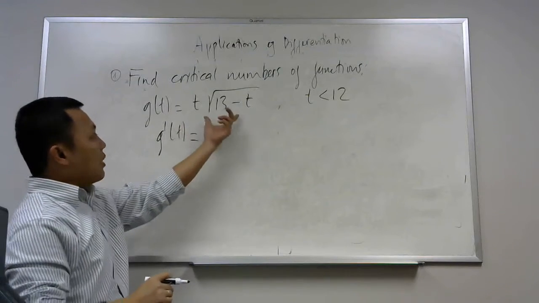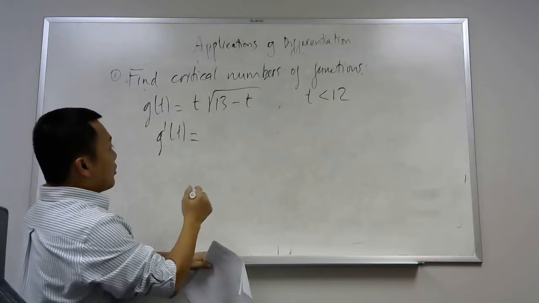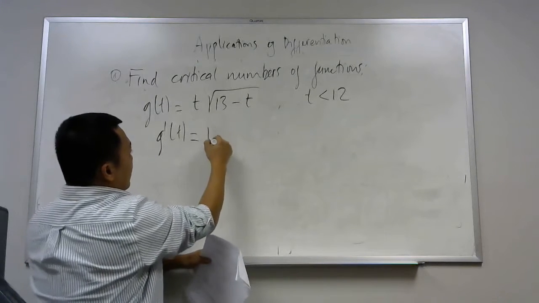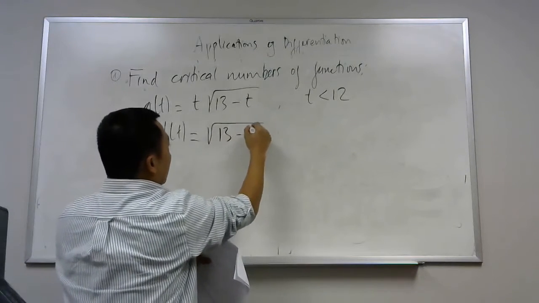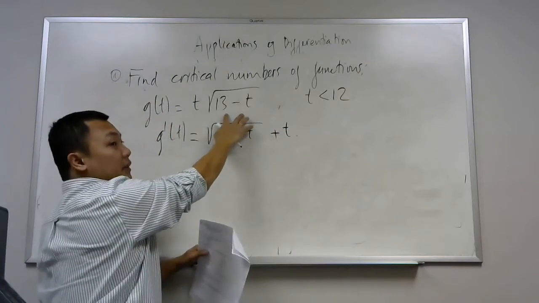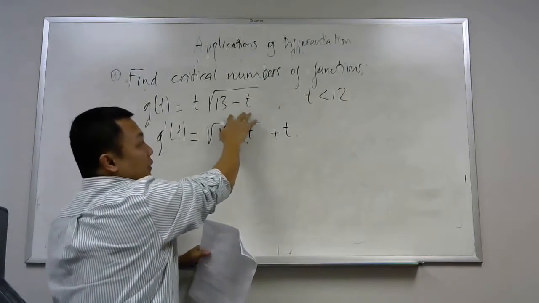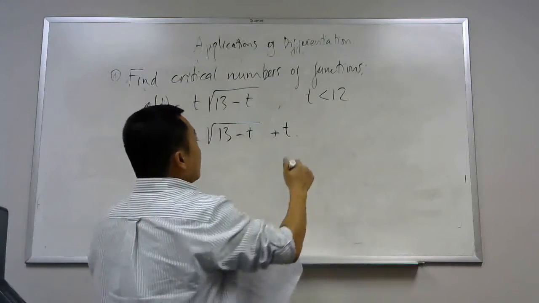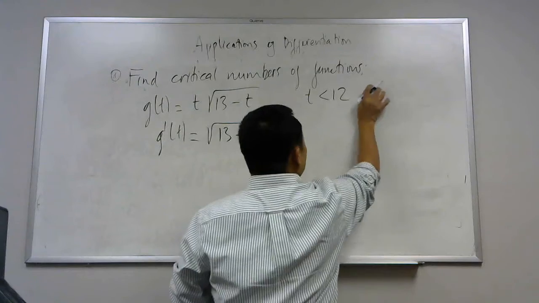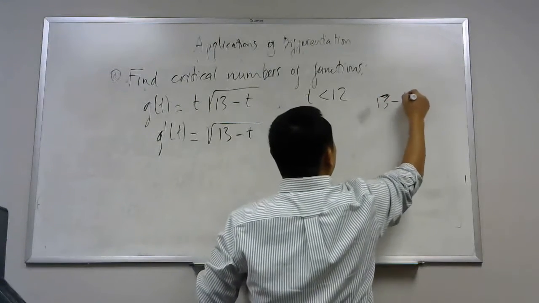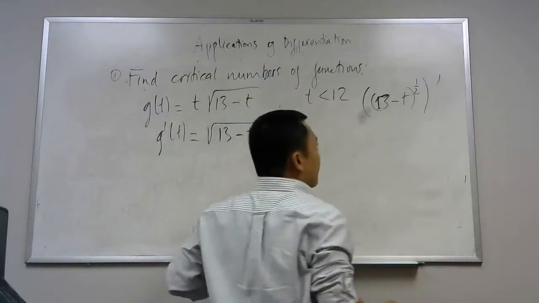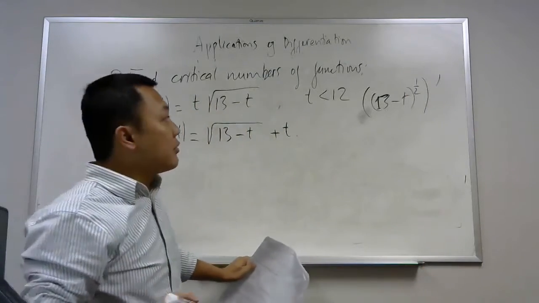Here we have a product of two functions, so I use the product rule. The derivative of the first function is just 1, so I don't write 1, I write just 13 minus t, plus t times the derivative of the second function. For the second function, I will rewrite it in the following form: 13 minus t to the 1/2. And when you take the derivative of this function, you use the chain rule.